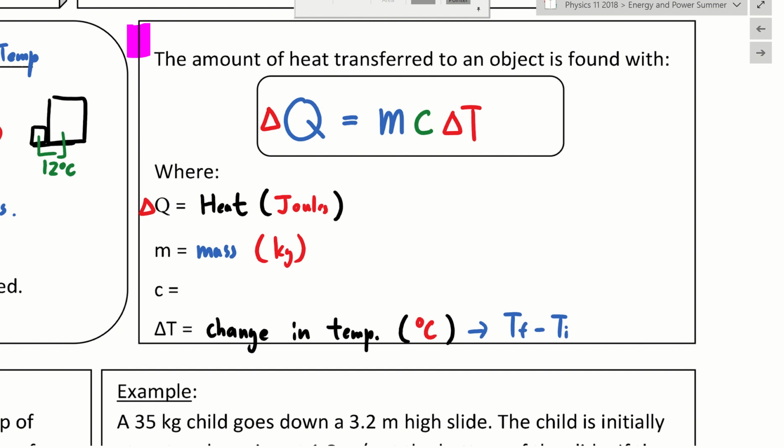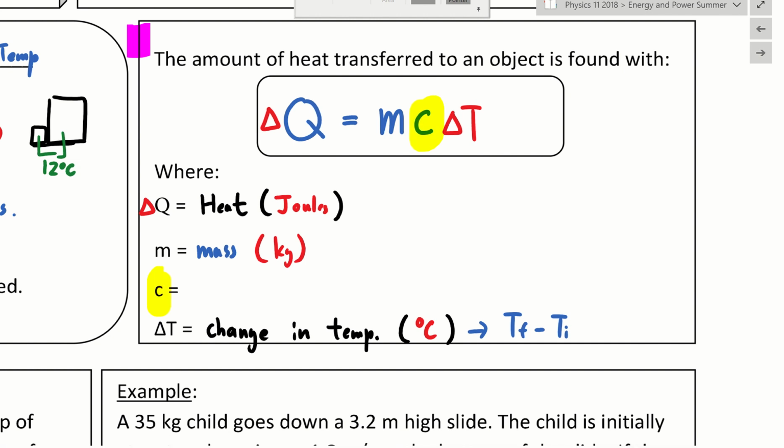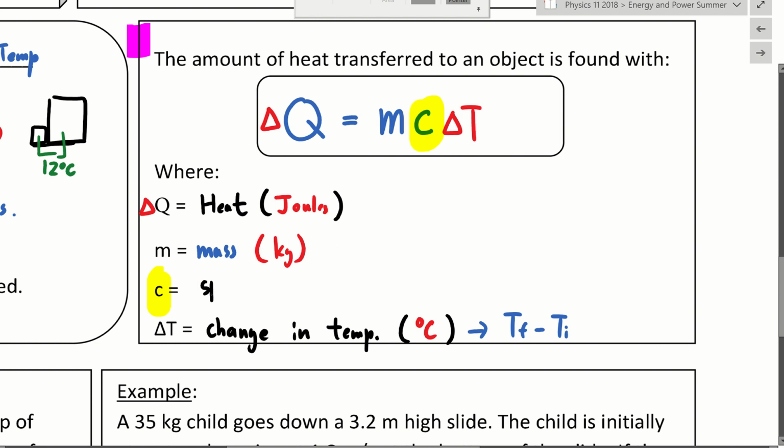Now, what about this c value? This thingy that's new for us. This is called the specific heat capacity, because it's specific to each different type of material. So it's different for different types of material. It means how much energy the object can actually hold before the temperature increases. So how much energy can the object store? And that is found on a table in your formula sheet.